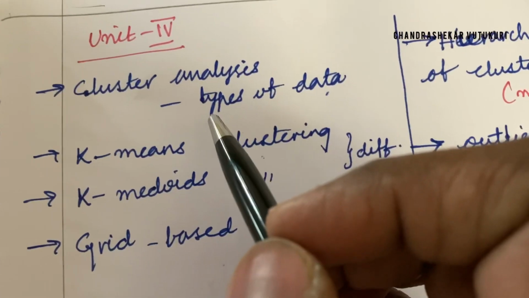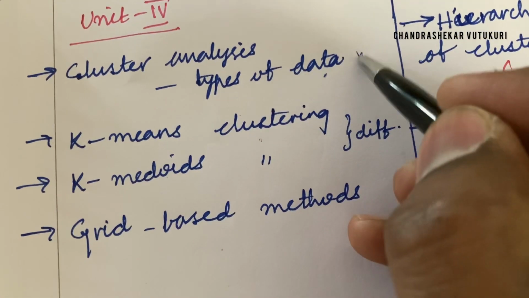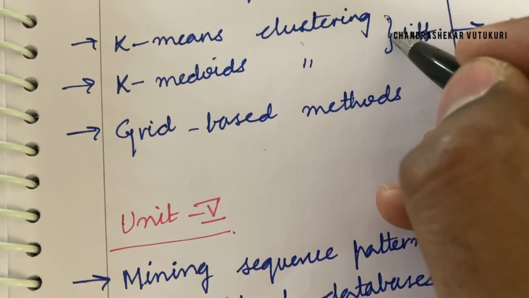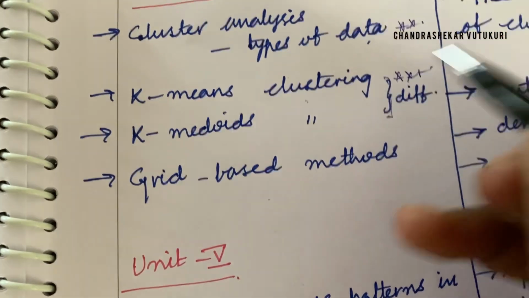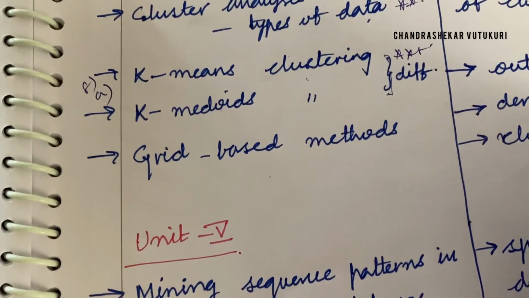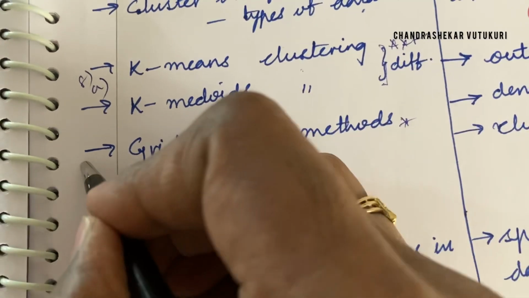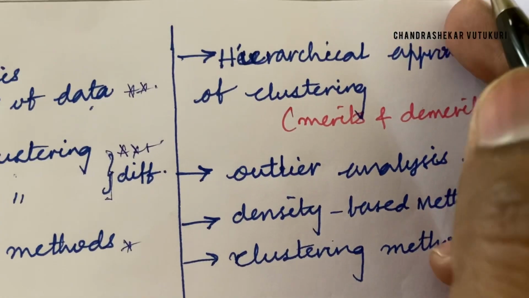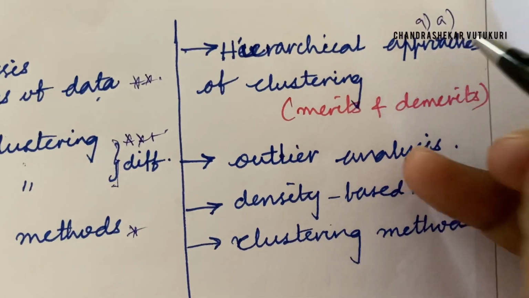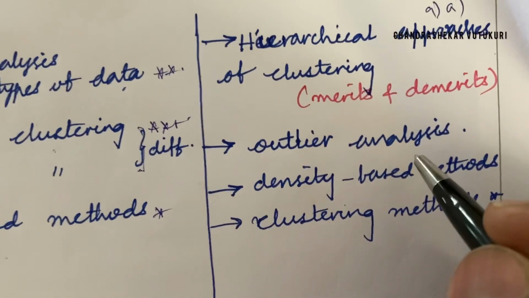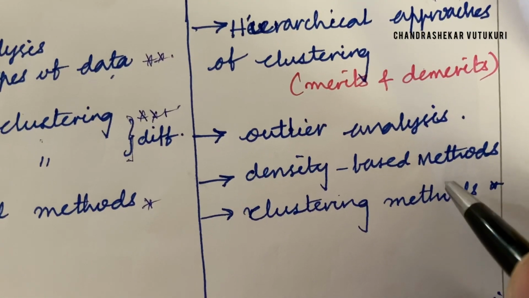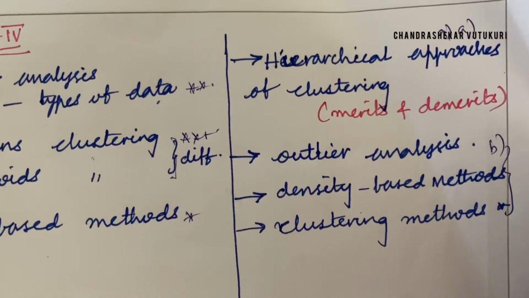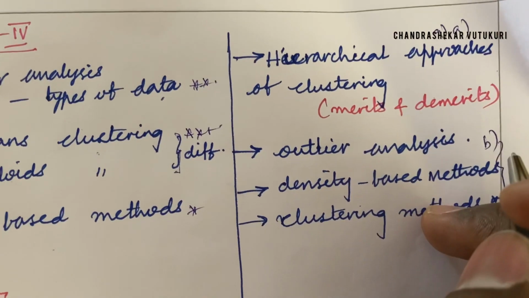Later, Unit 4 is all about cluster analysis and the types of data may be a short question, and K-means clustering and K-medoids clustering. Their differences is said to be one of the topmost and gunshot questions which may occur in the paper as 8A, and the grid-based methods may be 8B. Later, hierarchical approaches of clustering and listing their merits and demerits is also said to be a 9A topmost question, dear students. Outlier analysis and density-based methods as well as clustering methods may be the short as well as long questions from Unit 4, that is all about 9A and 9B.